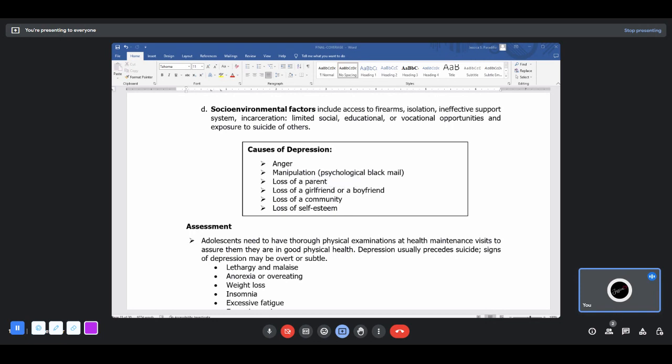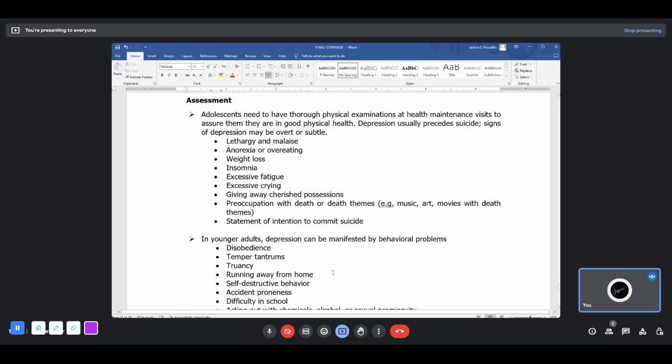Okay? We have also assessment. Okay? Adolescents need to have thorough physical examination at the health maintenance visits to assure them they are in good physical health. Okay? Depression usually precedes suicide. So, kapag hindi na-recover ang depression, pwede siyang itutuloy niya na magpapakamatay. Okay? Signs of depression may be overt or subtle. Pag sinabi natin overt, okay, pinapakita, shown openly. Okay, kapag ka-subtle naman, subtle, this is difficult to understand or perceive. Hindi mo akalain magpapakamatay. So, depende kung ipapakita niya or hindi yung mga symptoms.